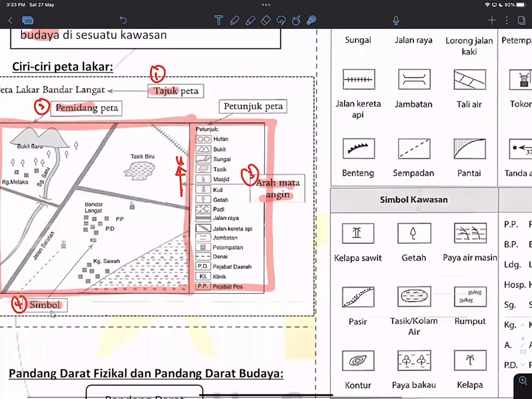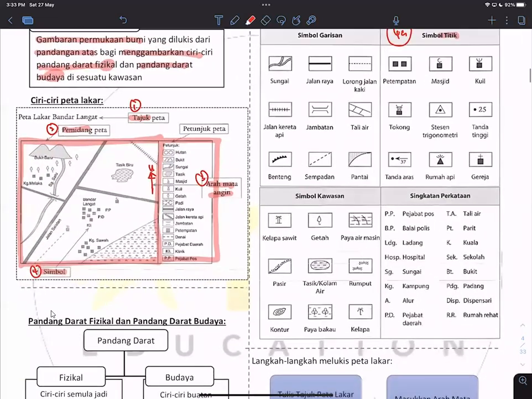Anything else? No. So the second symbol is what we call symbol kawasan, 4B. So 4B, what is symbol kawasan, guys?